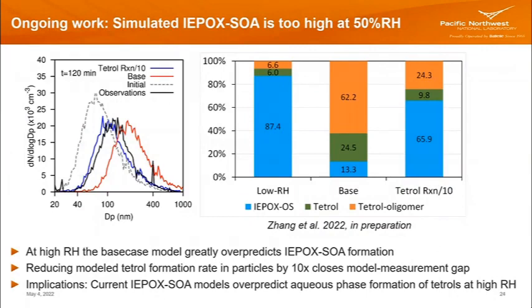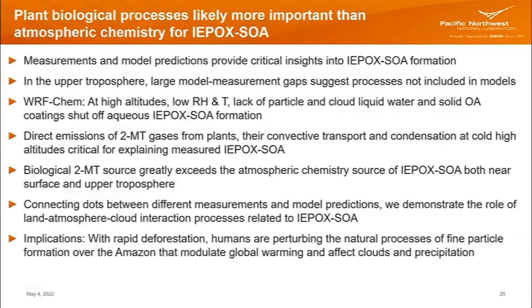So as I mentioned, we had to increase the reactive uptake coefficient of IPOX SOA. But in reality, what we are finding is that at high RH, at 50% RH, even the reactive uptake coefficient should be 10 times lower, not 10 times higher. This is a work in preparation, trying to explain single particle measurements at MCell, because at high RH we see that the base case model is greatly over predicting IPOX SOA. So the measurements are saying you don't have to go higher; in fact, you have to go lower. You will see even more gaps between model and measurements if you don't include these direct sources of methyl tetrals. So this is my final slide.